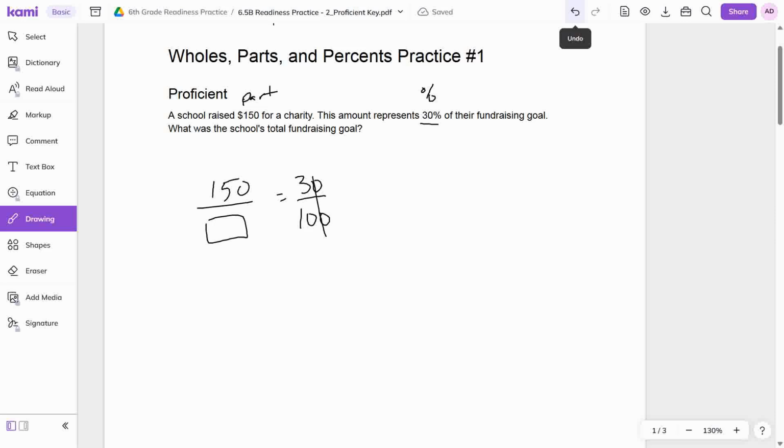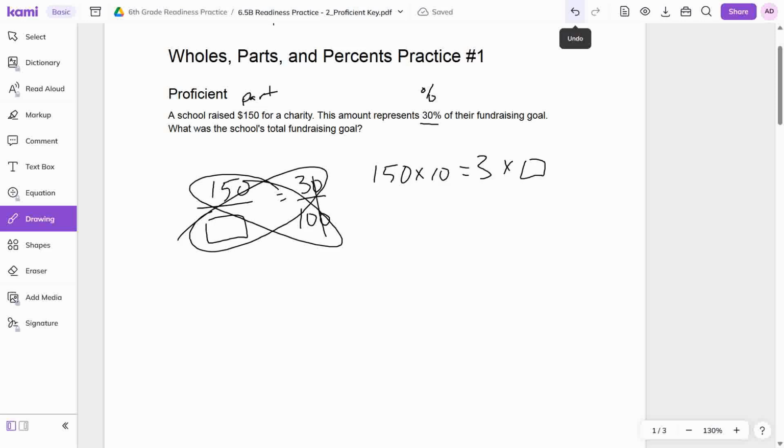So now we need to think, all right, so 150 times this 10 right here, we can think of cross multiplication. 150 times 10 is going to equal this 3 times our unknown number. So that's 1500 equals 3 times what? So 3 sets of what make 1500? Well, we could divide 1500 by 3, and what we would get is 500. 500, 1000, 1500. Okay, so it looks like our unknown number, our whole, is going to equal 500.